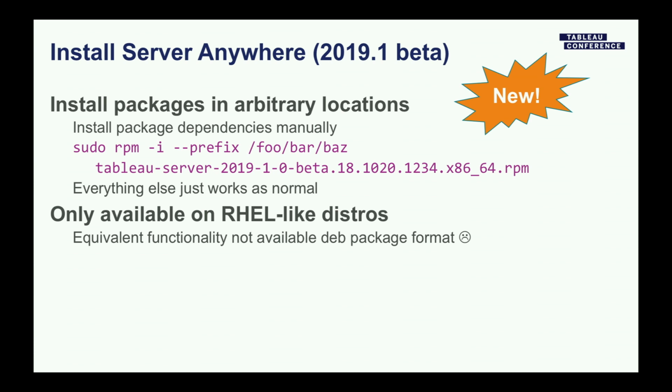It's very important for some enterprises that have requirements about where packages can be installed. And so if you want to install outside of opt, you can do it with this. And then once you've done that, everything else in the installation process works the same as usual. And another caveat is that this is only available in the RHEL-like distros. And unfortunately, that's just a limitation of the package format for Deb. We'll never be able to support it on Deb because they don't support changing the prefix of the installation.